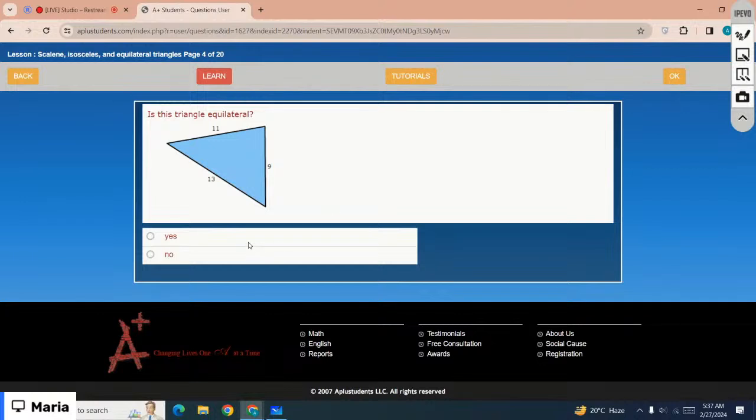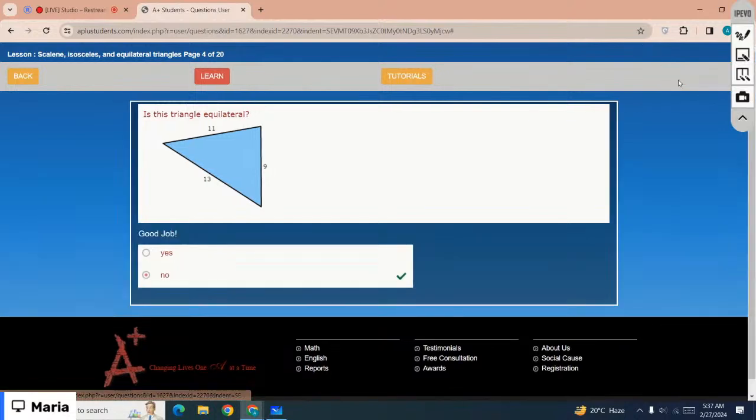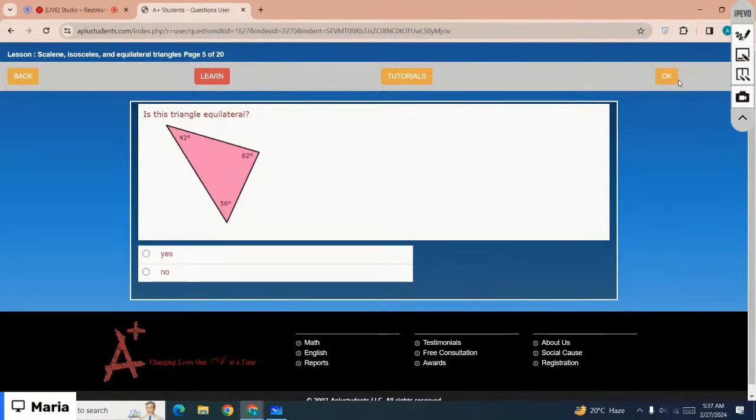The correct option is all three angles are different, so this is not the equilateral triangle. The correct option is no. Is this triangle equilateral? No. Is this triangle equilateral? Which is the correct option? The correct option is again no, because all the angles are different, so this is not the equilateral triangle, right?